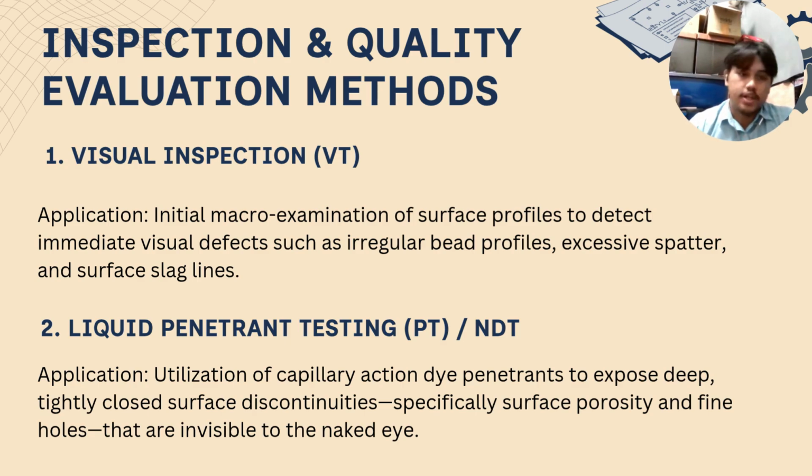Next, for inspection and quality evaluation methods, we use two approaches. First, visual inspection. Its application is for the initial macro examination of surface profiles to detect immediate visual defects such as irregular bead profiles, excessive spatter, and surface lines. Second, liquid penetration testing. Its application is the utilization of capillary action penetrance to expose deep, tightly closed surface discontinuities, specifically surface porosity and fine holes that are invisible to the naked eye.